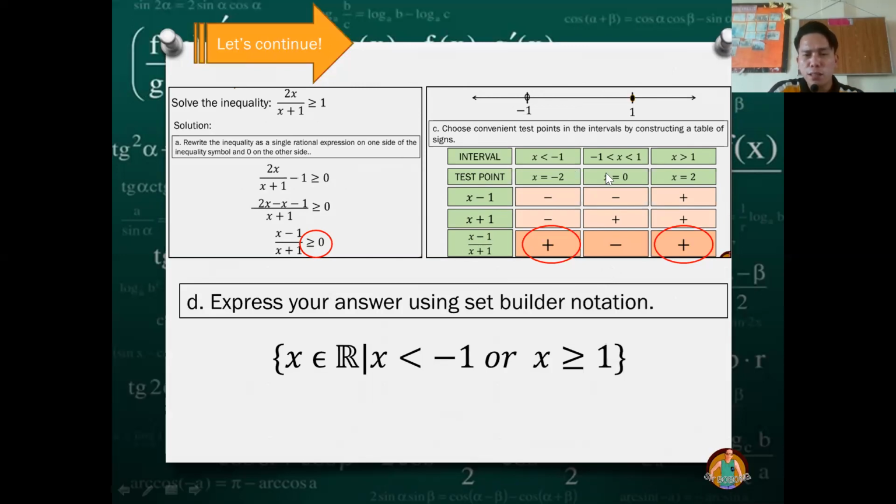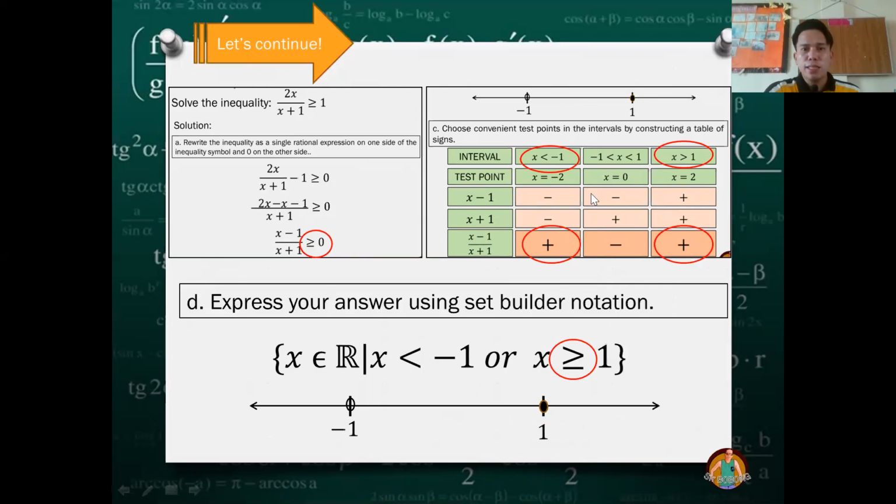So magbabasa na tayo sa interval natin. So our x is less than negative 1 and x is greater than 0. Pero bakit dito merong greater than or equal 1? Bakit may equal siya? Kasi nga in our number line, 1 is part of the solution. Di ba shaded kanina yung 1? Ibig sabihin, yung 1 is part of the solution. That's why our x is greater than or equal to 1. So, ganoon na siya kasimple.